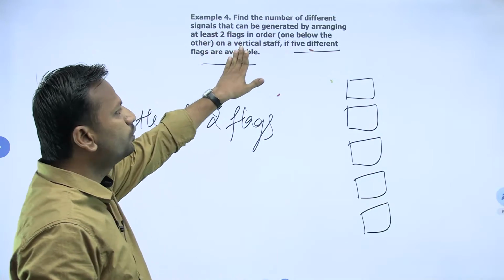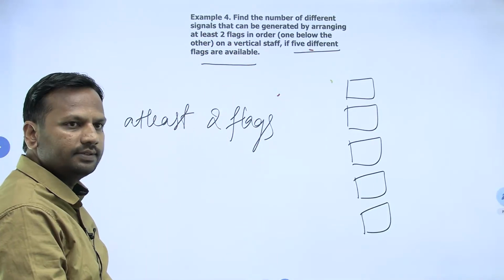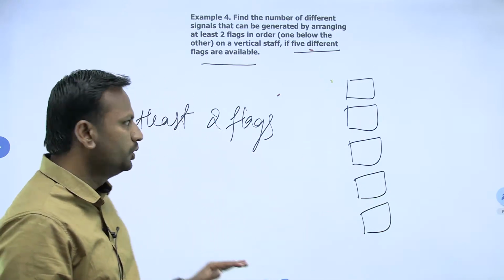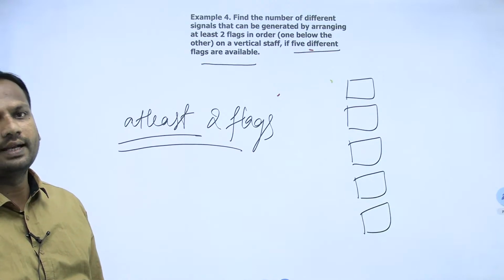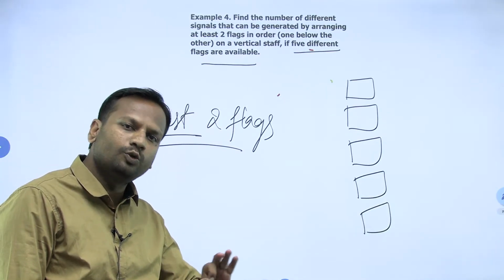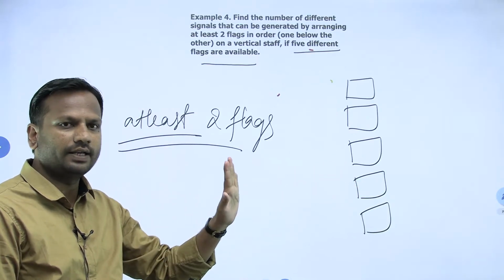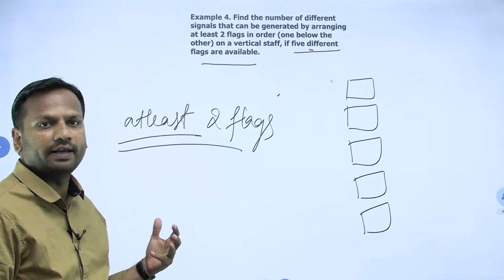By arranging at least 2 flags, by taking at least 2 flags, I have to generate the signals from the given 5 different colors of flags. So we have to focus on this word, students, here, at least. At least means what here? Minimum. By taking minimum 2 flags from the 5 different colors of flags, I have to generate the signals. Minimum 2 flags or at least 2 flags.